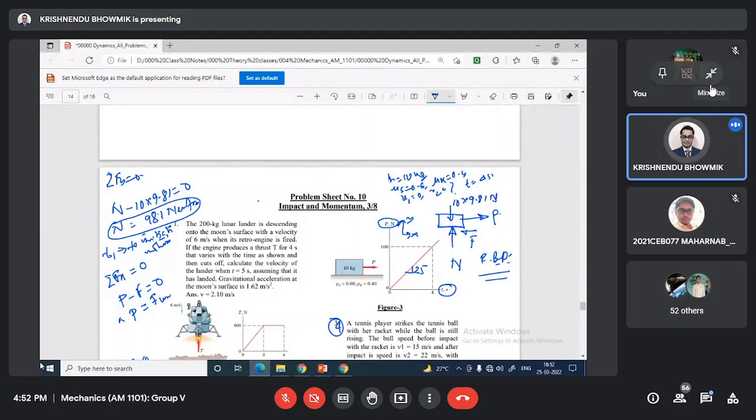What is F? F will be F limit static. So F limit static equal to mu S multiplied by N, 0.6 multiplied by 98.1 Newton. And if somebody calculates, 58.9 Newton. So what is P? P is 25 T1 equal to 58.9 Newton.